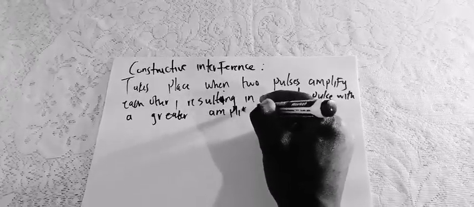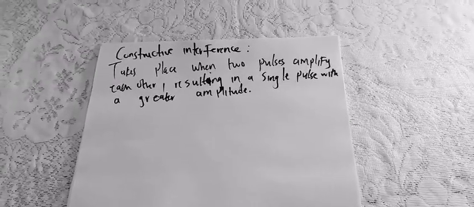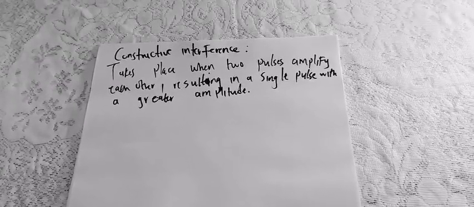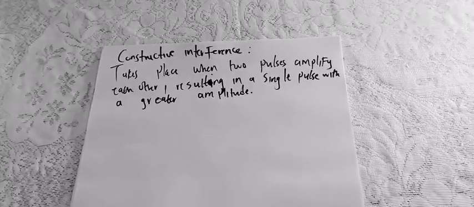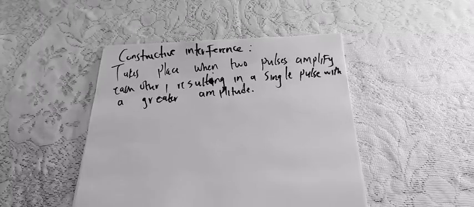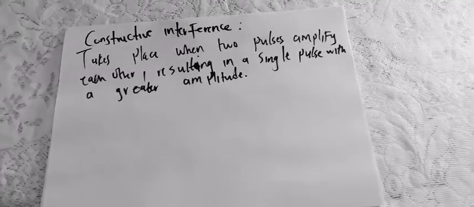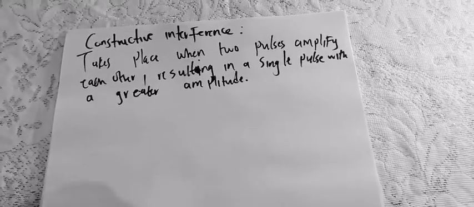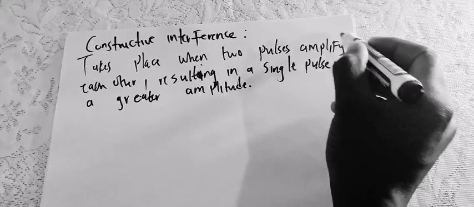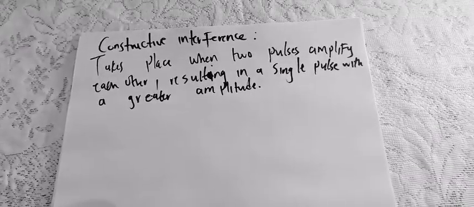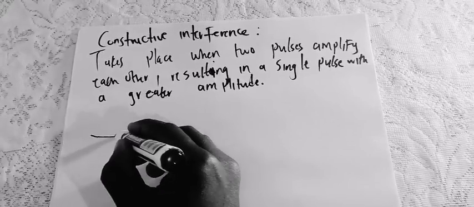You know that an amplitude, we get it in a pulse, right? From that previous thing that we did. It takes place when two pulses amplify each other, resulting in a single pulse with a greater amplitude. In a constructive interference, the word amplify means when two pulses add or sum. In other words, they add or amplify each other.